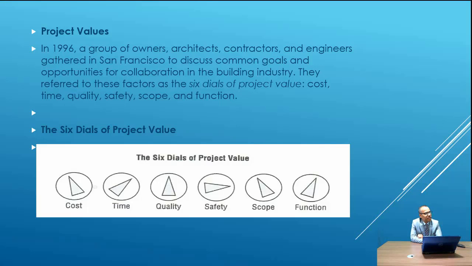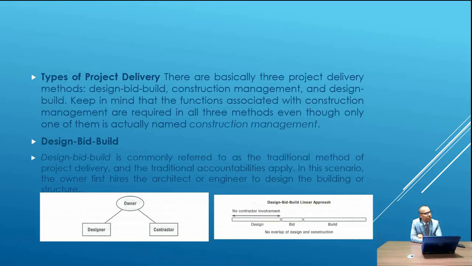This figure explains the 6 Ds of project value: cost, the first part; time, the second; quality, the third; safety, the fourth; scope, the fifth; and the last one is function.